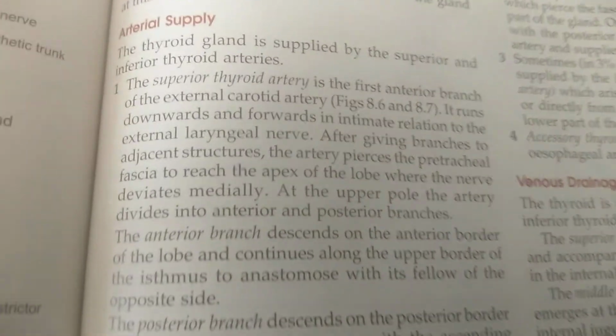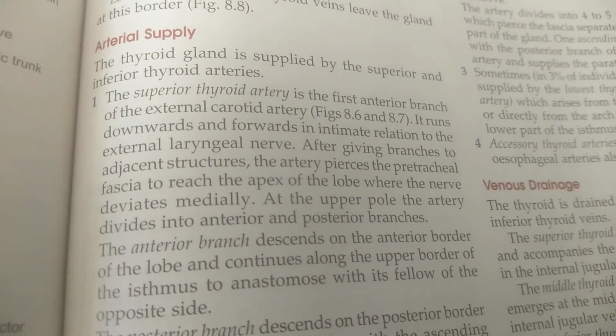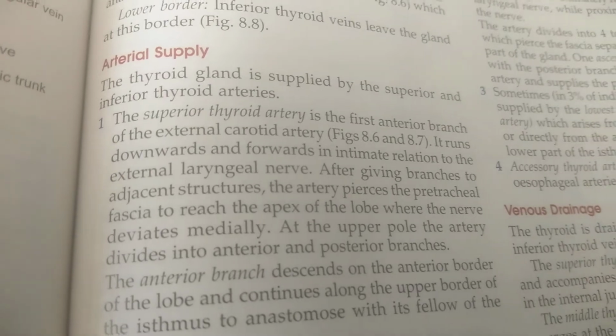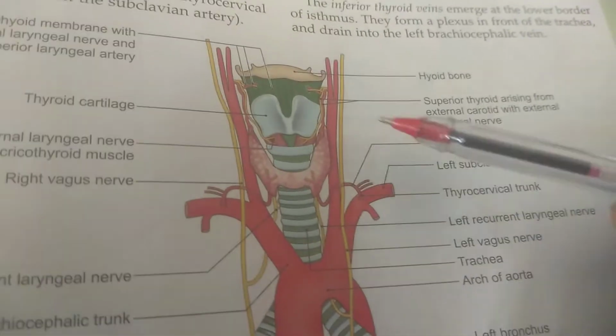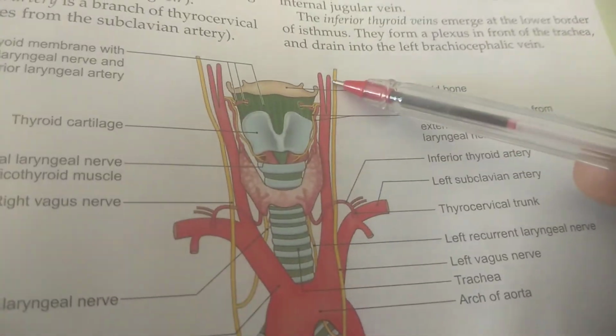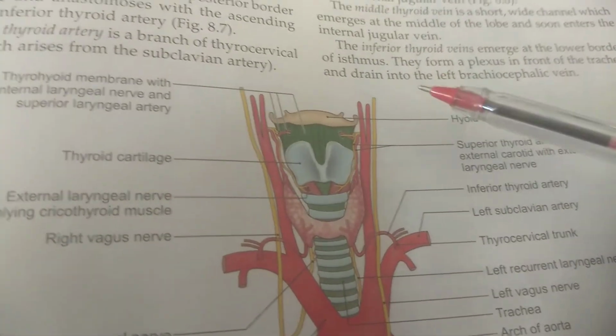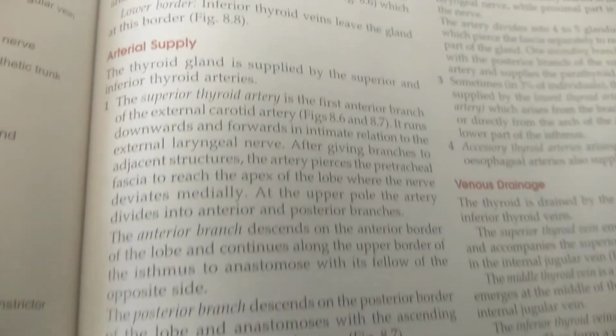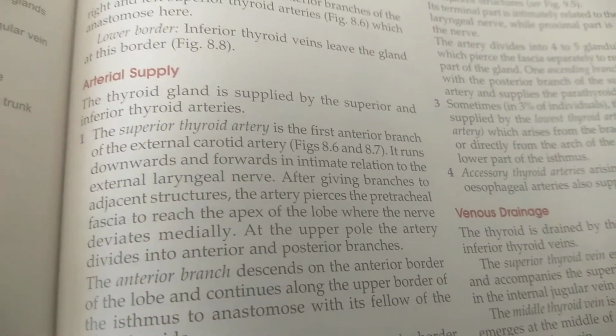The superior thyroid artery is the first anterior branch of the external carotid artery. It's a branch of the external carotid artery. I have already shown you this carotid artery. This is the common carotid artery and it divides into external and internal carotid arteries. So this superior thyroid artery is a branch of the external carotid artery.